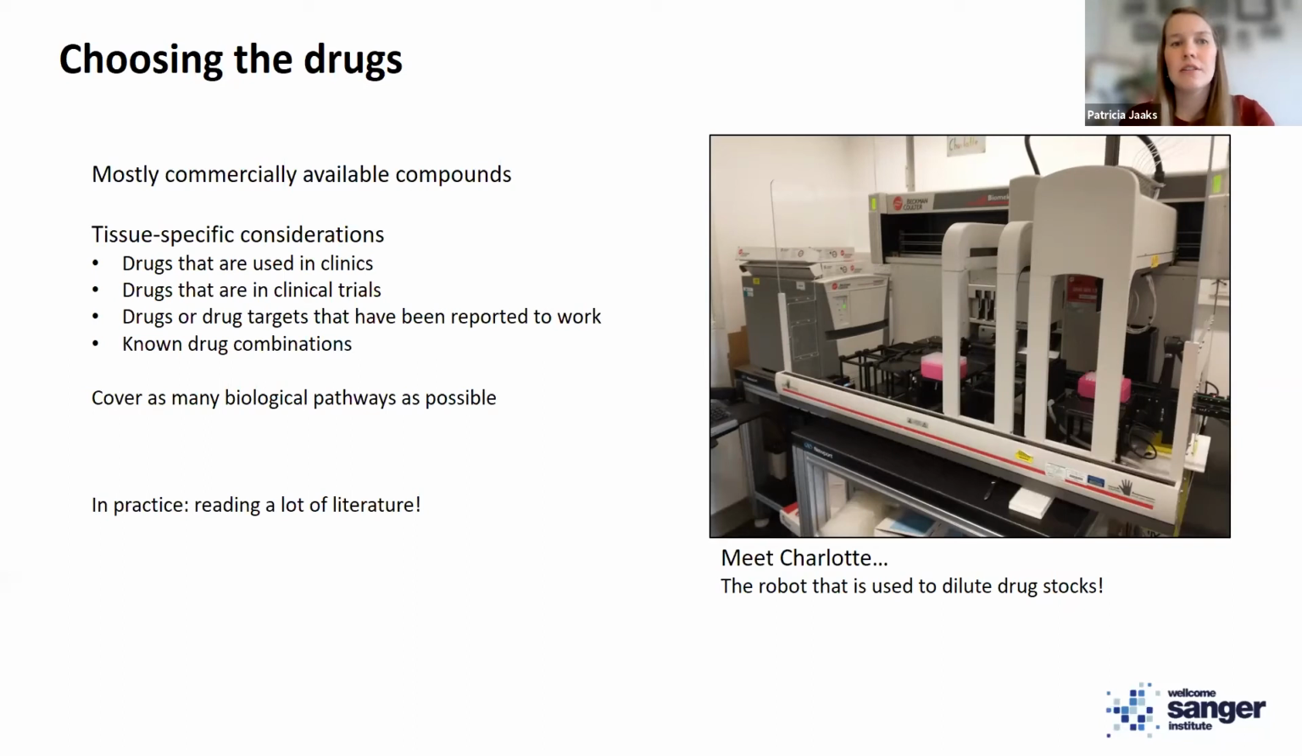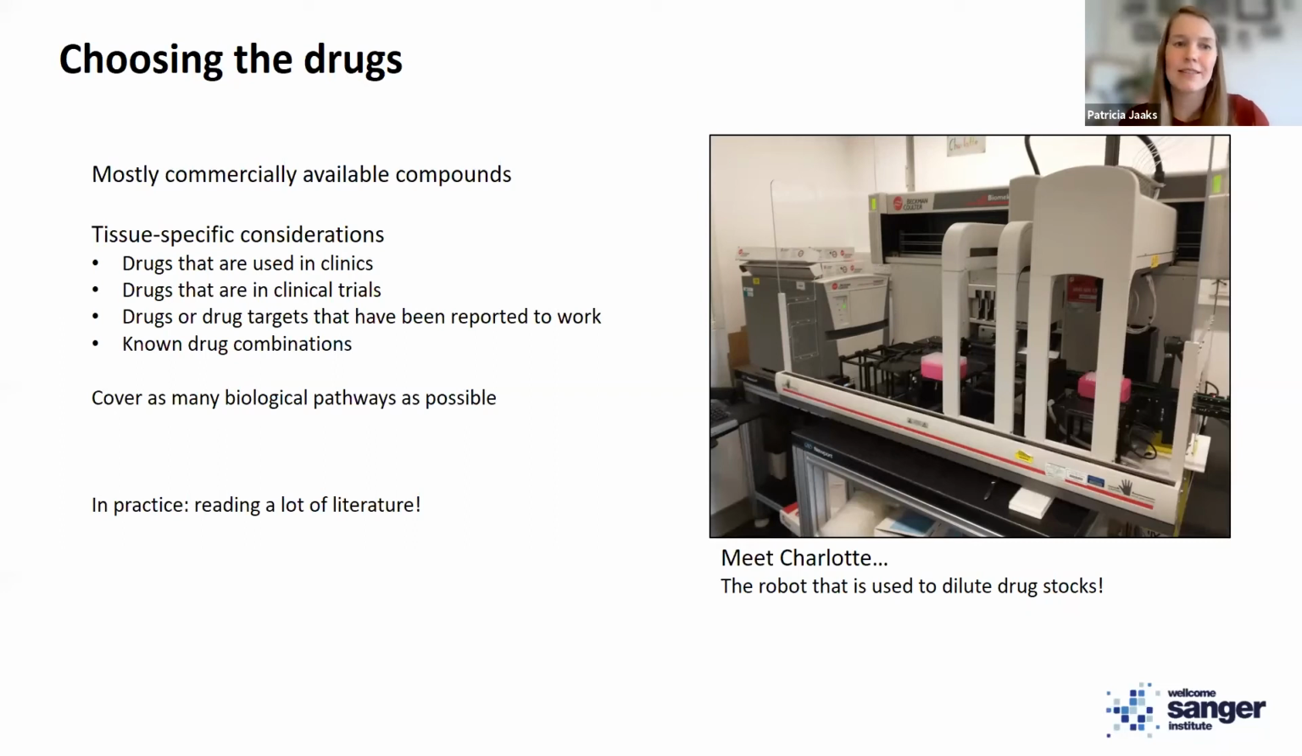And then we consider quite a lot of things that are tissue specific. Which drugs might be used for colon cancer in clinics, which are already in clinical trials? Have there been any reports in literature, what might work, what might not work? Are there any drug combinations that are already known in that cancer that we could use as a positive control? So these are all considerations around the tissue type. And then if we still have space in our screen, we will cover as many biological pathways as possible, just to give us an advantage in exploring as much space in the combination world as we can.